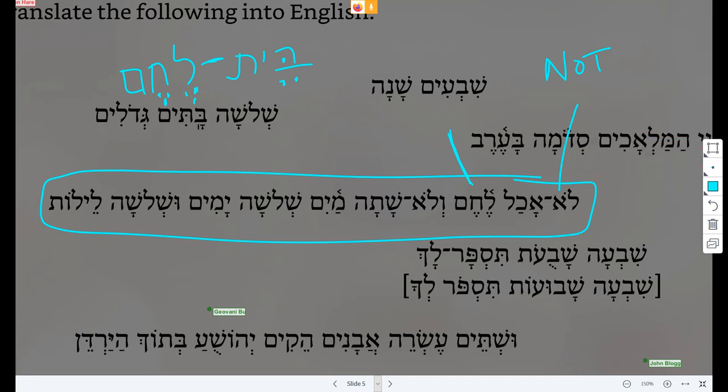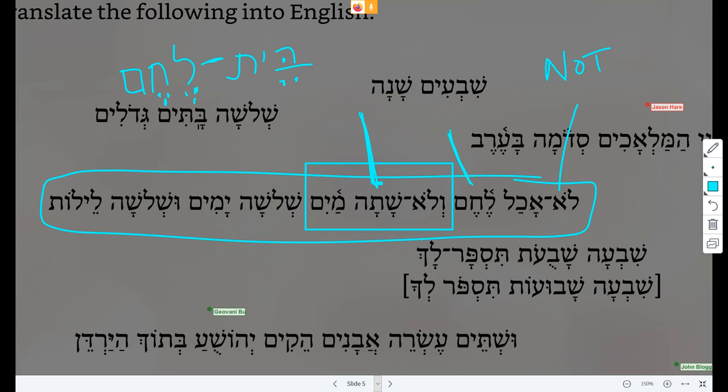This one is another thing he didn't do. This means drink. He drank. And he did not drink? The water. He did not drink water. He didn't eat bread and he didn't drink water.